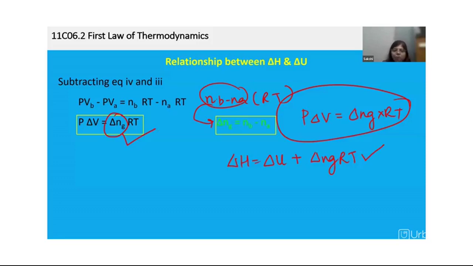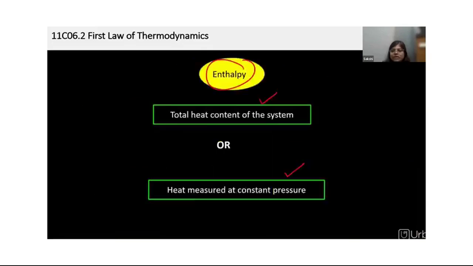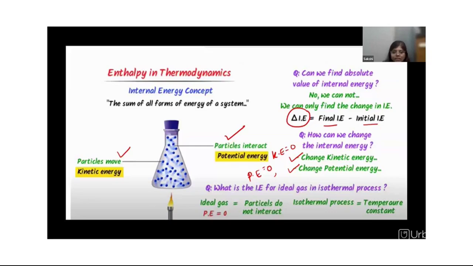So let us quickly revise what we have studied today. We started with internal energy. What is internal energy? Internal energy is the total amount of energy in the system, that is, the sum of all forms of energy of a system. Internal energy can be changed by changing the kinetic energy and the potential energy, right? And in the case of an isothermal process, the change in internal energy is zero.